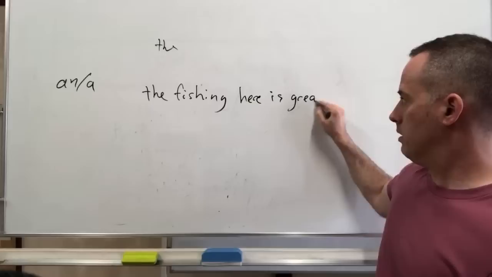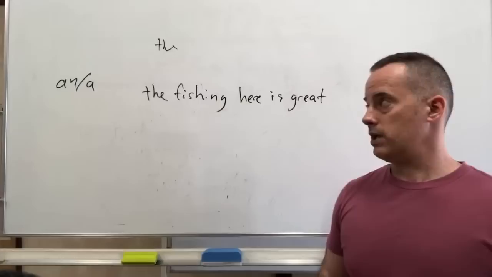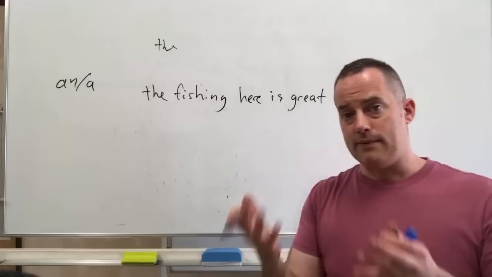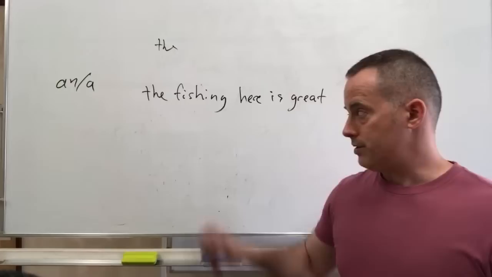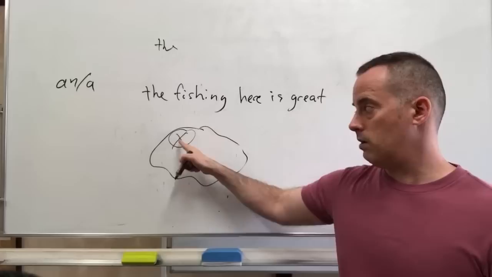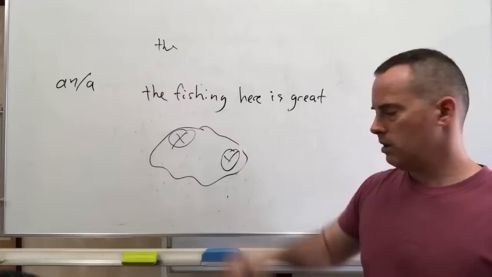What do I mean by that? The fishing here is great. So this means usually I can catch a lot of fish or it's fun to fish or it's easy to fish in a particular place. So if I'm in a pond, you imagine a pond like this, this place right here, oh, the fishing over here is great. But the fishing over here, ooh, that's terrible.